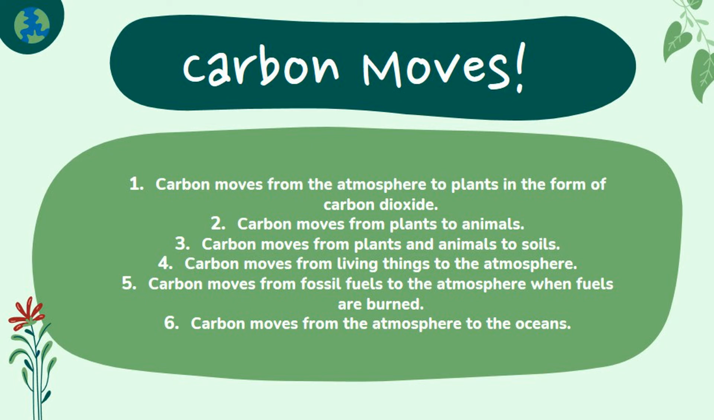Carbon moves from living things to the atmosphere. Each time we exhale, we are releasing carbon dioxide gas into the atmosphere. Animals and plants need to get rid of carbon dioxide gas through a process called respiration. Carbon moves from fossil fuels to the atmosphere when fuels are burned. When humans burn fossil fuels to power factories, power plants, cars, and trucks, most of the carbon quickly enters the atmosphere as carbon dioxide gas.